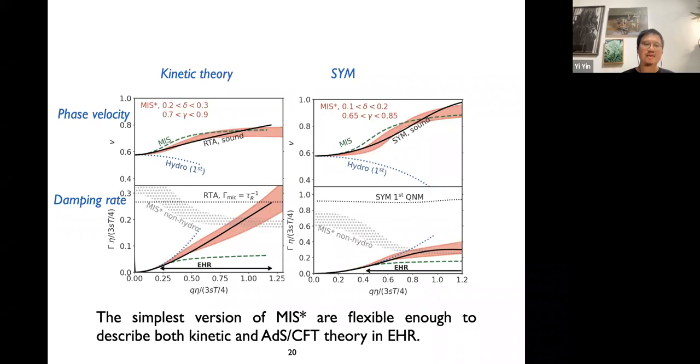So here we present more detailed comparisons. We make the comparison not only to the kinetic theory, but also to the super Yang-Mills theory. We compare with the phase velocities, we compare with the damping rate, and this red band just shows results for some range of the model parameters of this MS star. So you can see in both the sound attenuation and the propagation, we see very good descriptions. So I think this does mean this extension of MS star indeed has the flexibility to describe the important excitations of the kinetic and the AdS/CFT theories in the extended hydrodynamic regions.